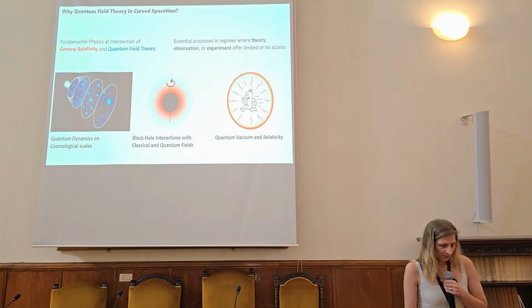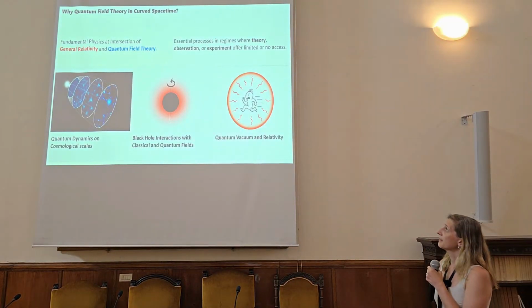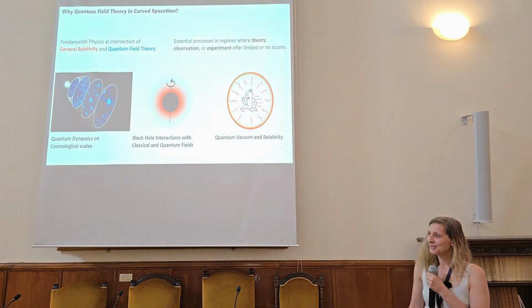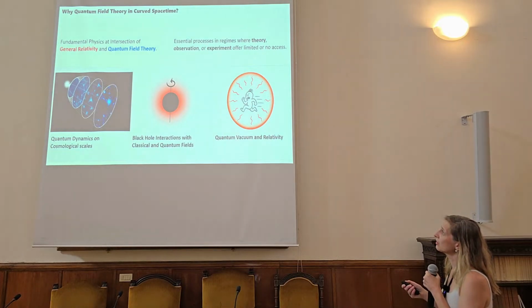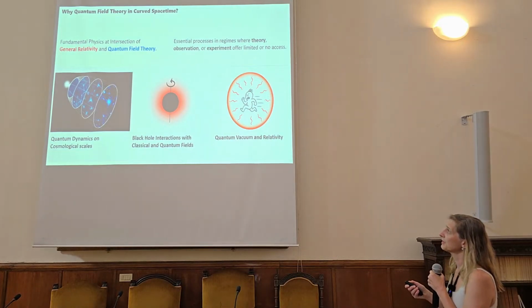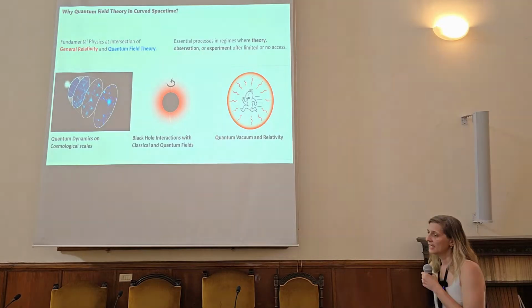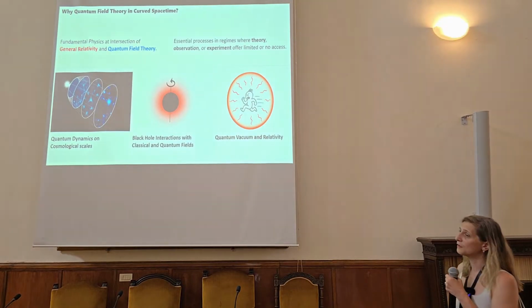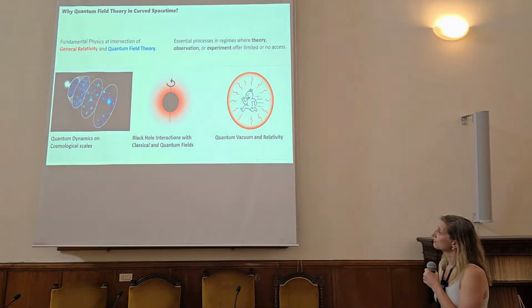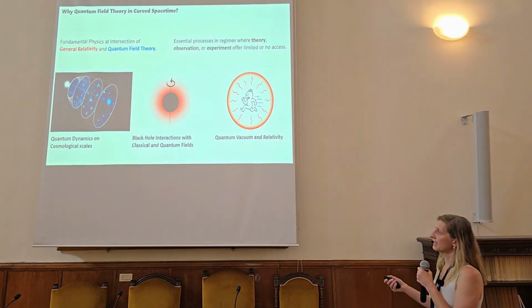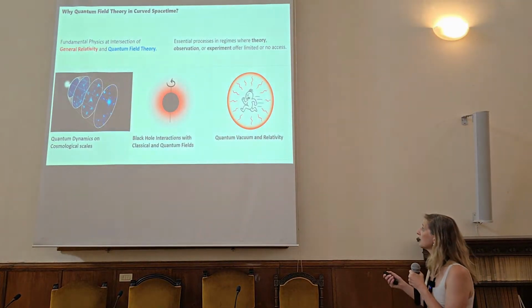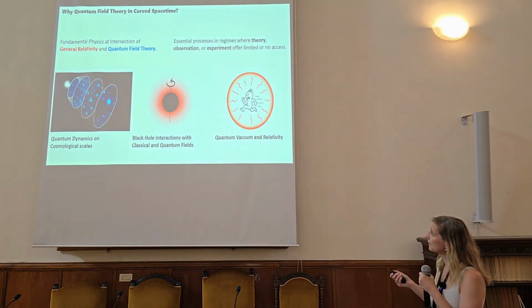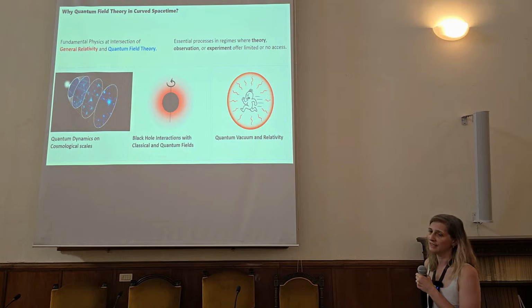First, I think we should motivate why quantum field theory in curved spacetime. Perhaps this is a convinced audience already, but there is really a lot of fundamental physics at the intersection between gravity and quantum field theory. These are essential processes where theory, observation, or experiment offer limited or no access. There are cases related to the dynamics on cosmological scales, the quantum vacuum and relativity, such as the Unruh effect. And what I'm going to focus on is black hole interactions with classical and quantum fields.